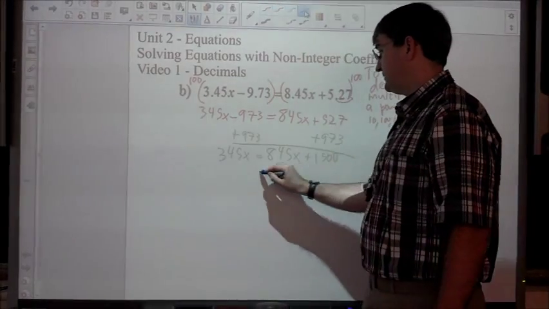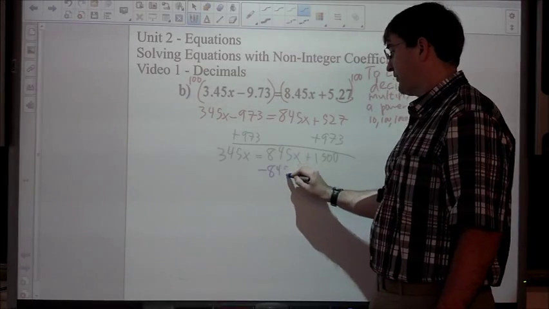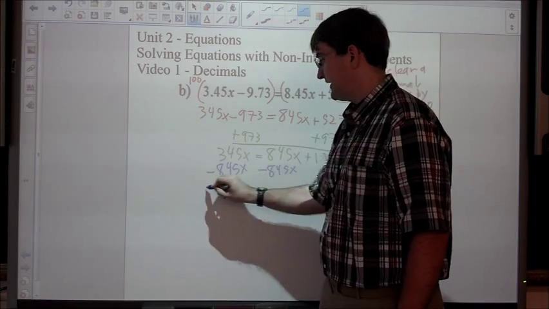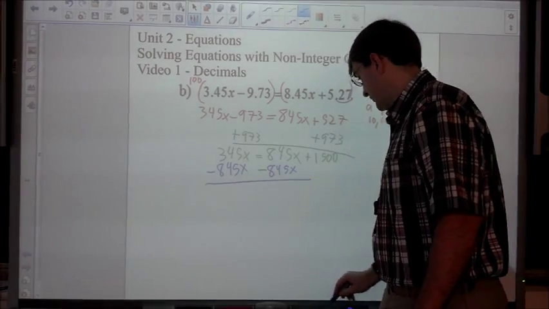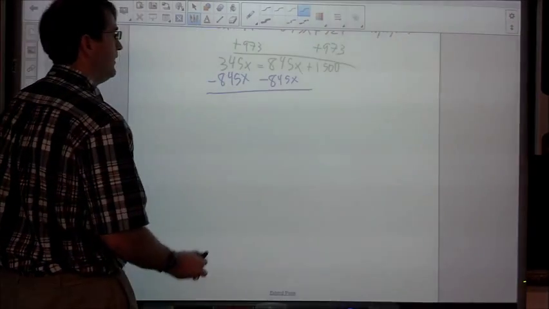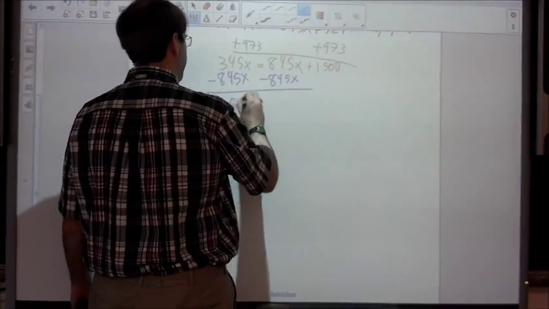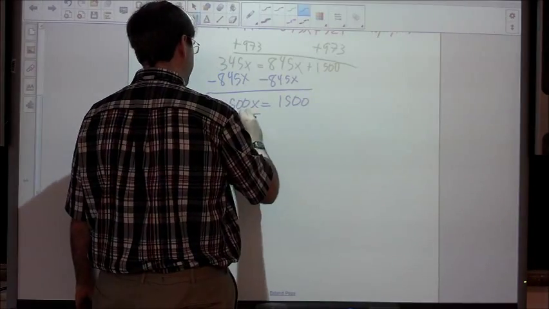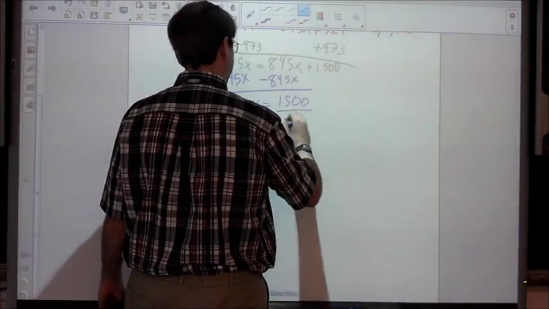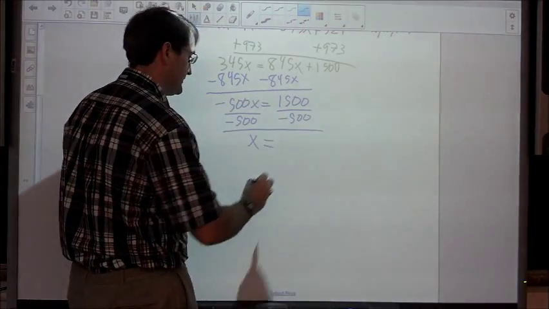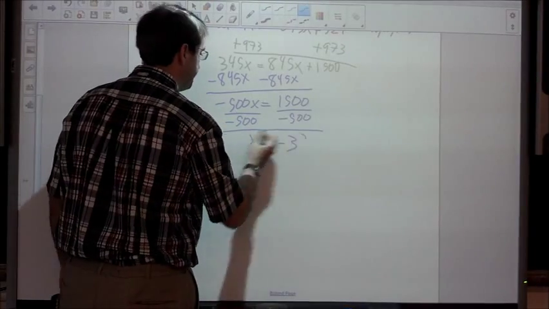Then I can subtract the 845x from both sides. Generally, I do try to avoid getting negatives anywhere, but sometimes it's unavoidable. And I get negative 500x equals positive 1500. We can see that this is going to work out pretty nicely. Divide by negative 500, divide by negative 500, and we get x equals negative 3.